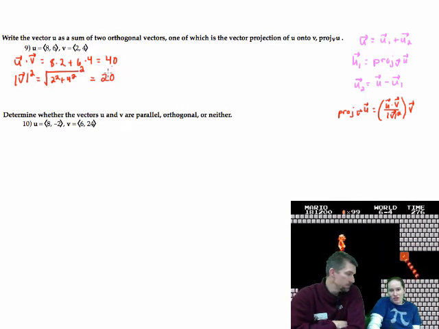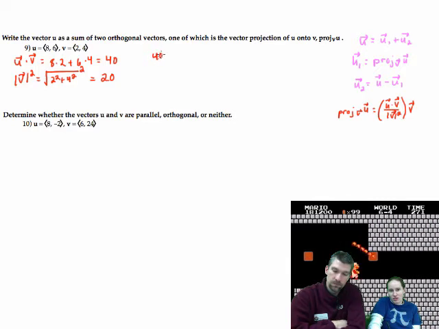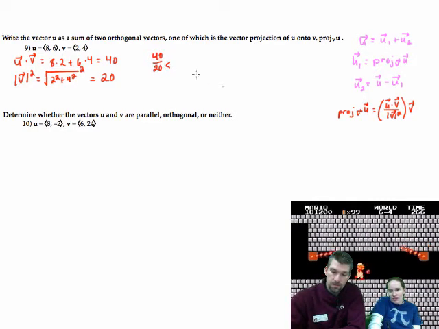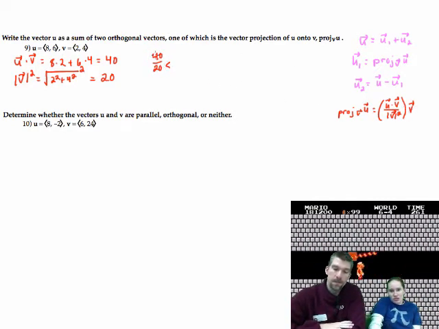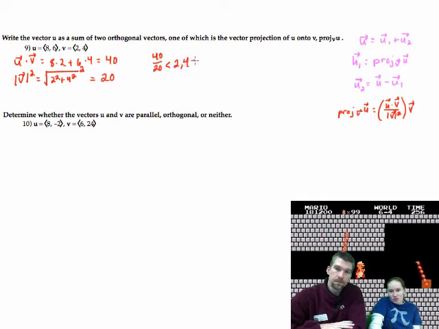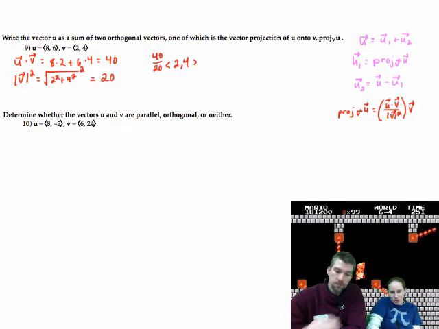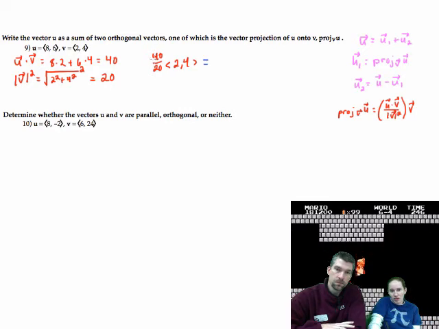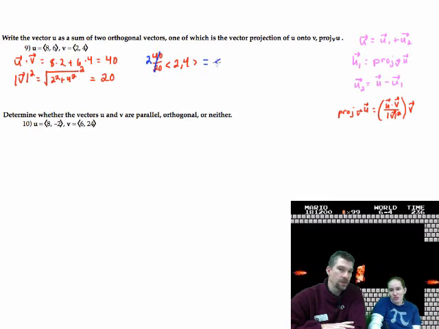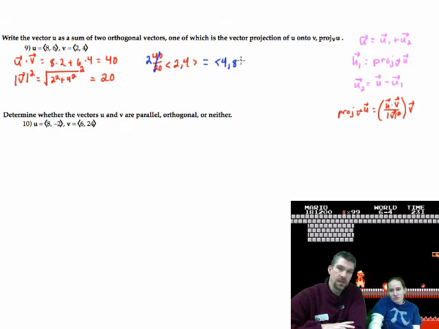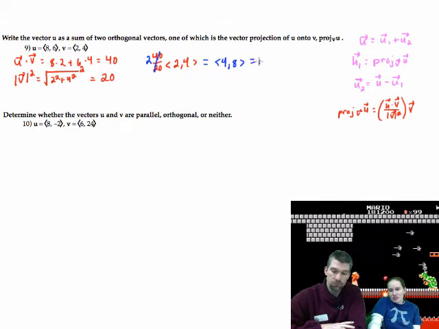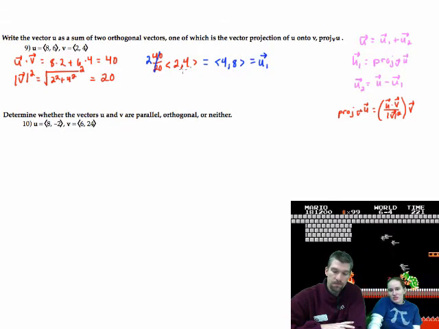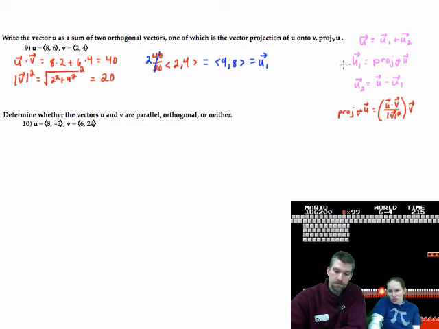So this is our fraction, 40 over 20, that goes outside of v, so that's 2, 4. We need to distribute and simplify. Whichever order you want to do that in is fine. Let's distribute the 2. It just makes life so much nicer. So the projection of u onto v is 4, 8, which is u1.